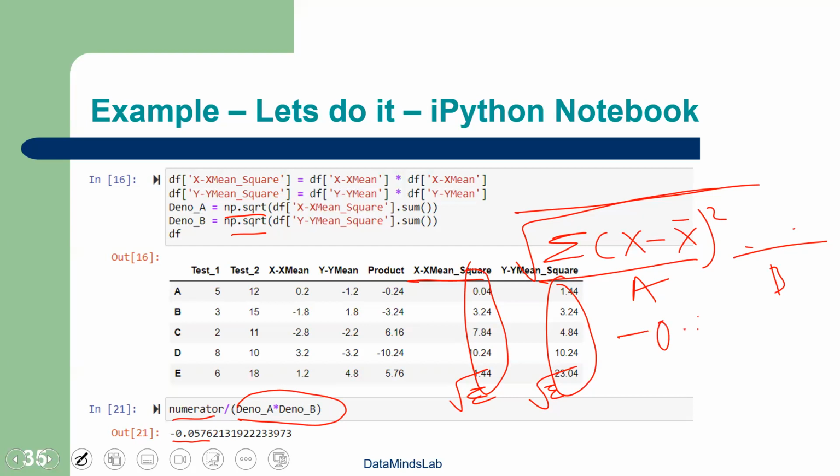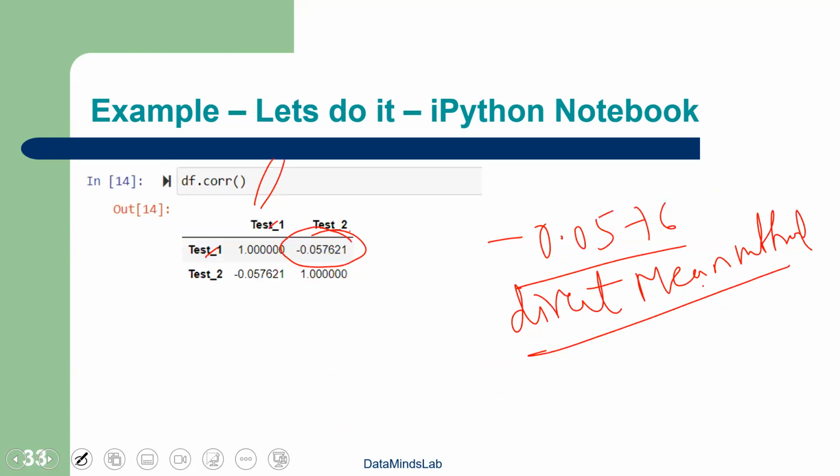Minus 0.0576. So this is what I got from the data frame. Okay, and just ensure that in the data frame calculation, or even in numpy, we are using the direct mean method when you are calculating the correlation. That understanding you should have.